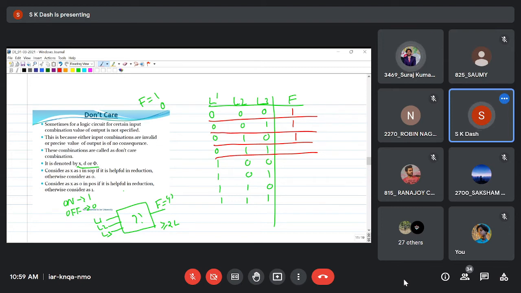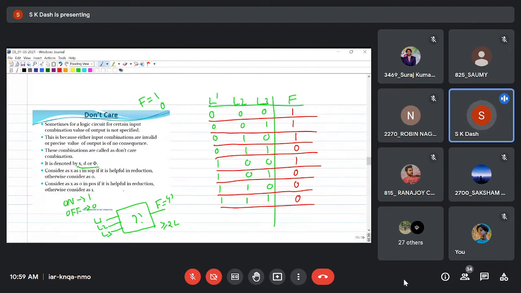0 1 1. How many LEDs are on? 2 LEDs are on, L2 and L3. If 2 LEDs are on, sufficient light is there, so there won't be any alarm activation. It should be 0. 1 0 0: only L1 is on, so the buzzer will be activated, output 1. 1 0 1: 2 LEDs are on, so there won't be any buzzer, output 0. 1 1 0: again 2 LEDs are on, so the buzzer will not be activated, 0. 1 1 1: all LEDs are on, sufficient light, so the buzzer will not be activated.